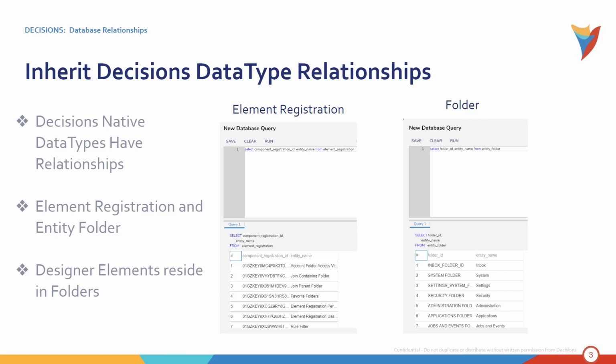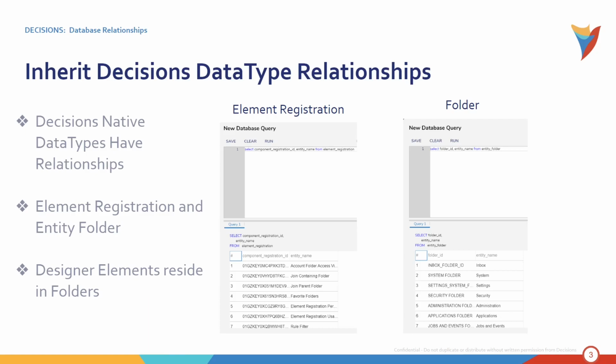A great example of this is the element registration table. The element registration table is the database table in Decisions that stores all of the designer elements you create. So if you create a flow, a rule, a report, or anything that exists inside of the Studio, or the portal for that matter, you will see some remnant of it in the element registration table.